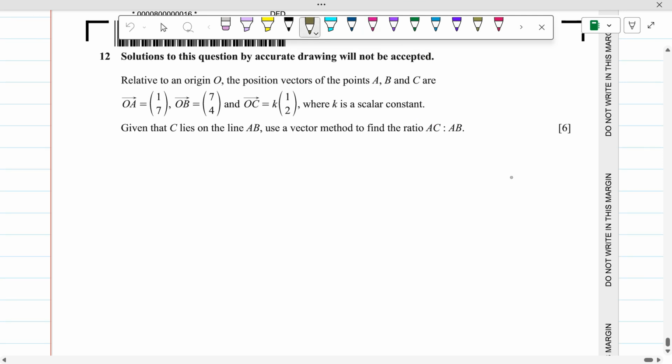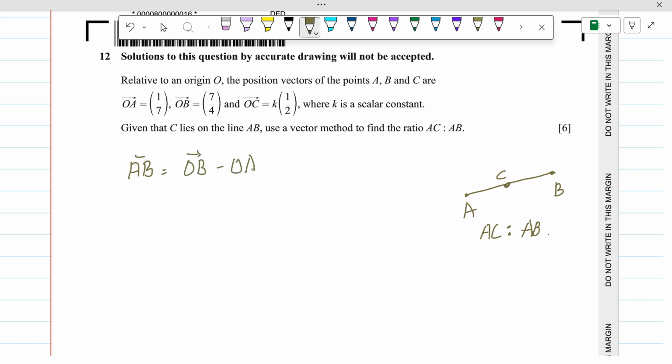So there is a concept that we have the AB and C lies on the line AB. So we need to find the ratio of AC to AB. First we find the AB. AB is equal to OB minus OA. So OB is (7, 4) minus OA, which is (1, 7). So we will have 7 minus 1 is 6 and 4 minus 7 is negative 3. So this one is AB.